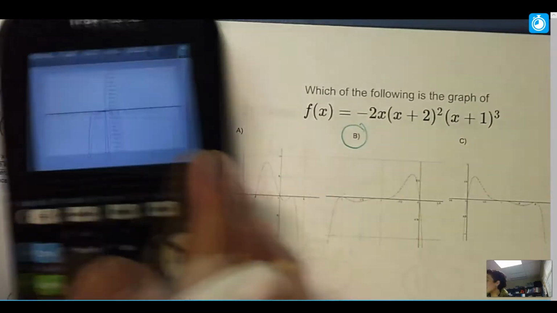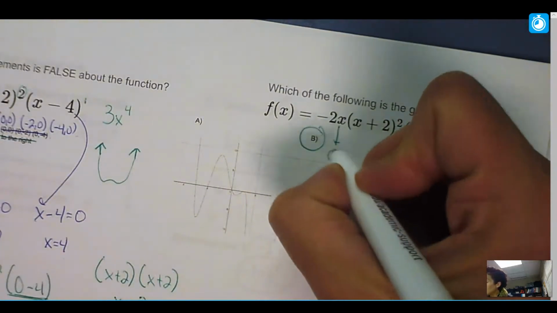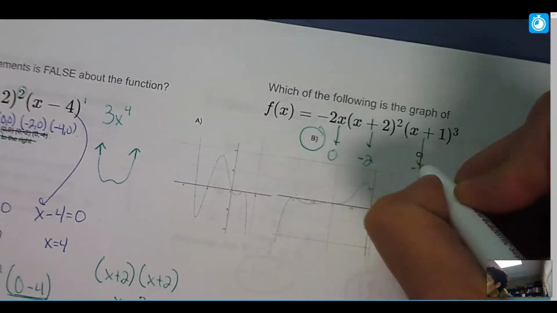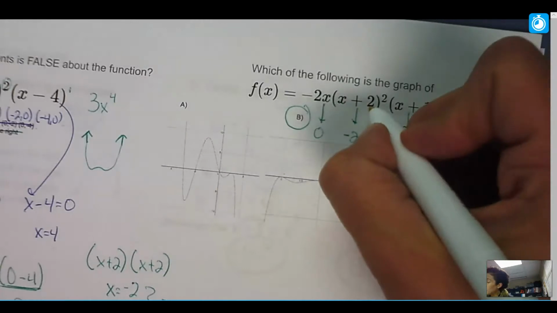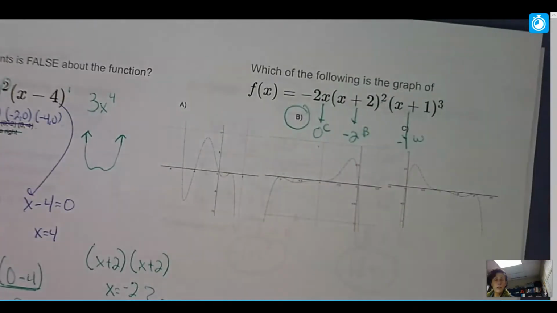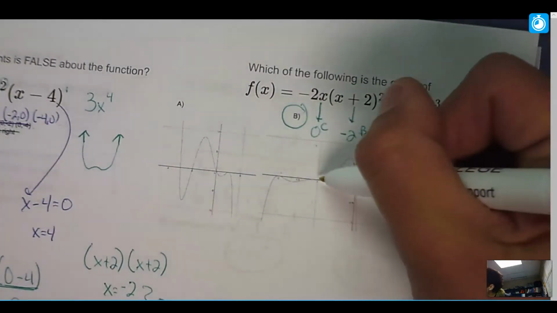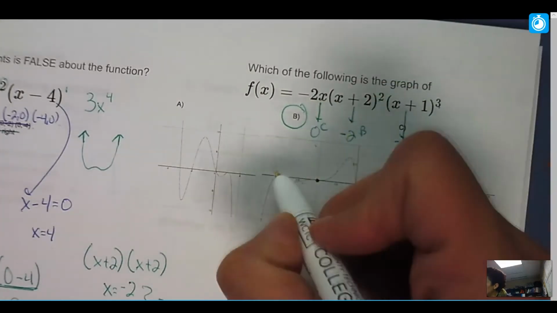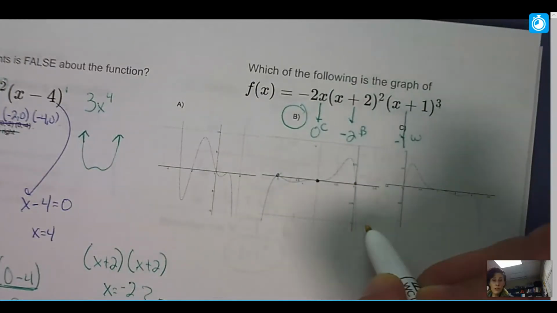Now, how could I do this without the graphing calculator? I could see that I should have a 0 at 0, at -2, and at -1. This has a multiplicity of 3, so this would be a wiggle. This would be a bounce since it's a multiplicity of 2, and this would just be my cross since it only shows up once. So when I start to look at options, you know, here is the -1. That's a wiggle. Here's -2, which is a bounce. And here's 0, which is a cross.